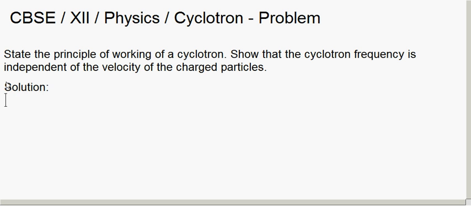The principle of working of a cyclotron. It's a machine which works in the presence of both magnetic field and the electric field. And we know that the magnetic field will make the particle follow a circular path or a semicircular path, and the electric field accelerates the charged particle. First we'll write the principle.